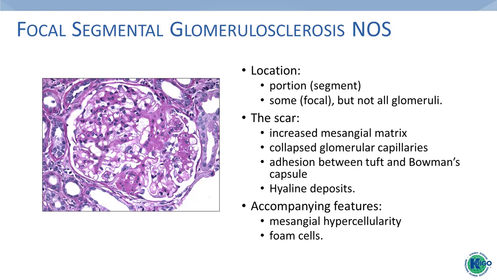So lesions of sclerosis are typically very discrete and can affect perihilar or peripheral segments. Any number of glomeruli can be affected by segmental sclerosis with or without global sclerosis. Foam cells may be entrapped within the sclerotic lesions. Hyalinosis and adhesions are common, but not required. And then finally, we can see mesangial hypercellularity, glomerulomegaly, and arteriolar hyalinosis. So all of those may be present.